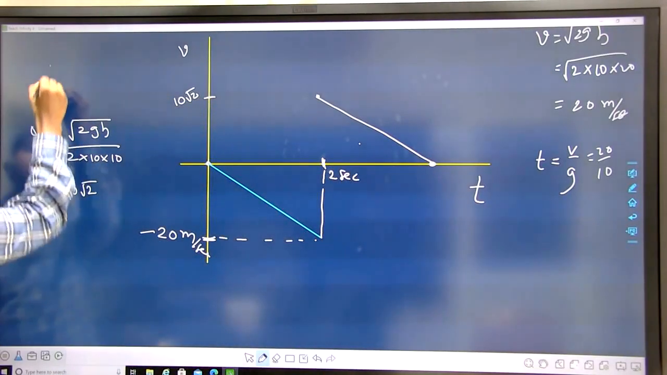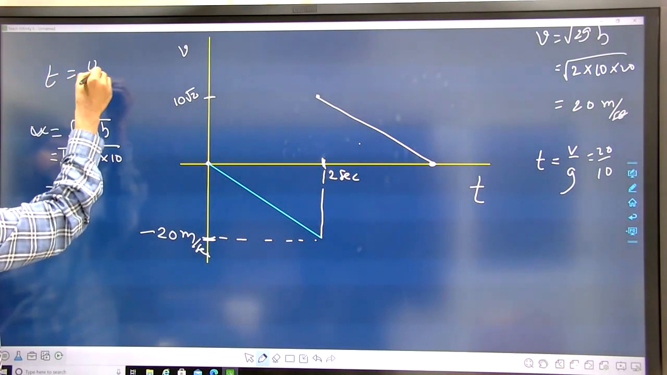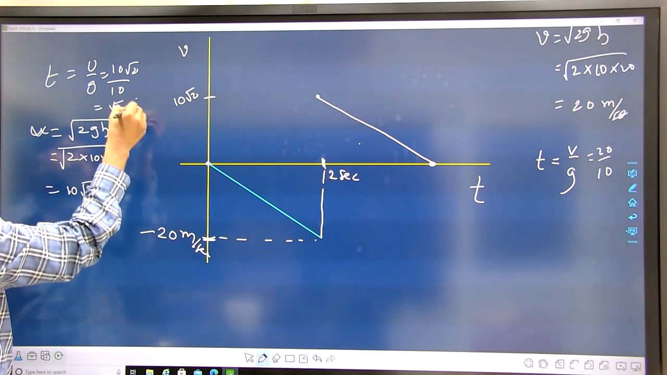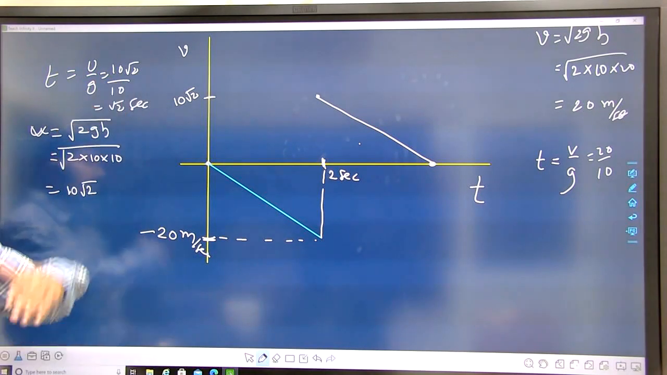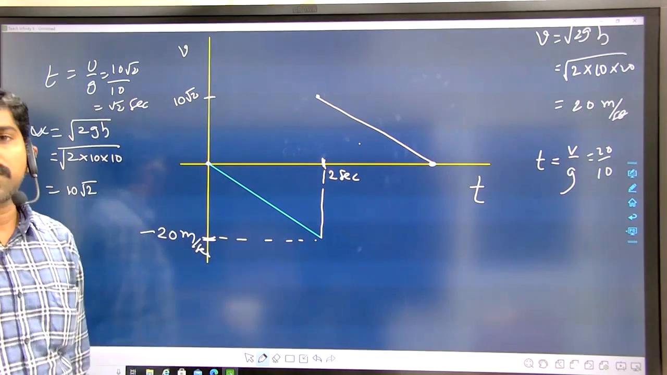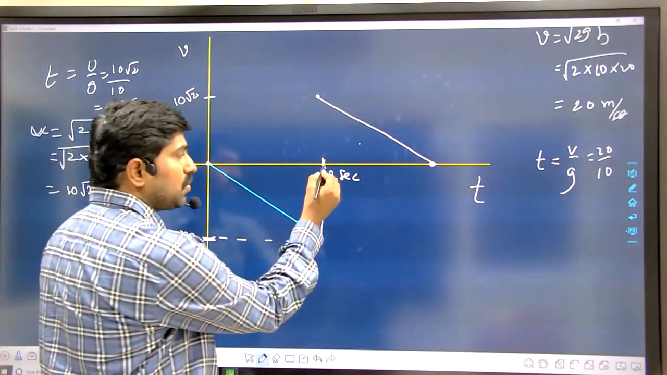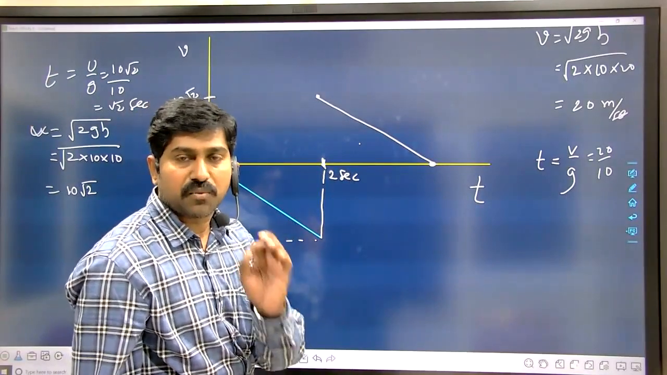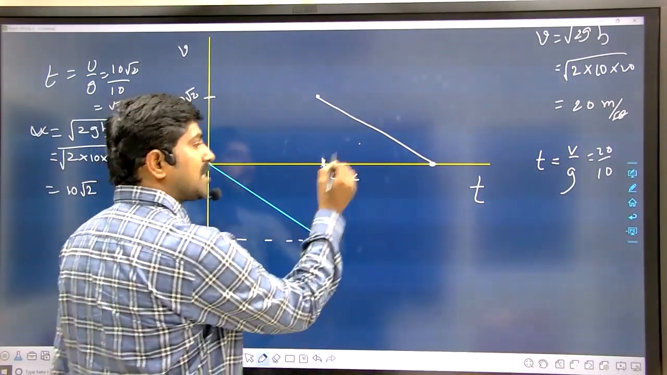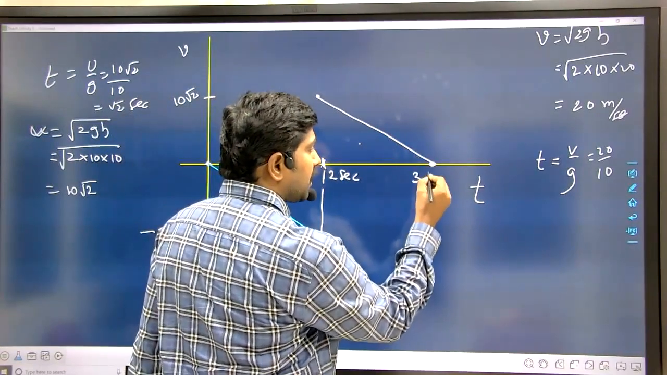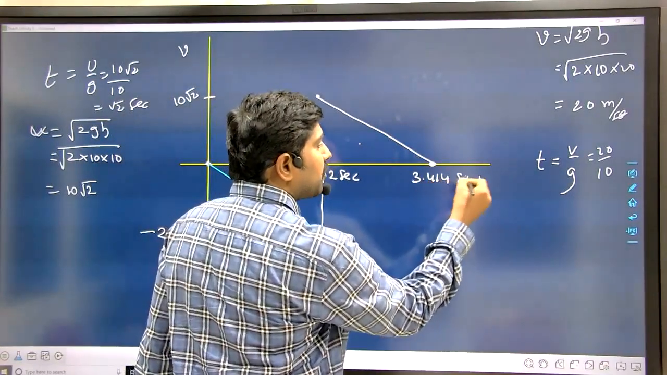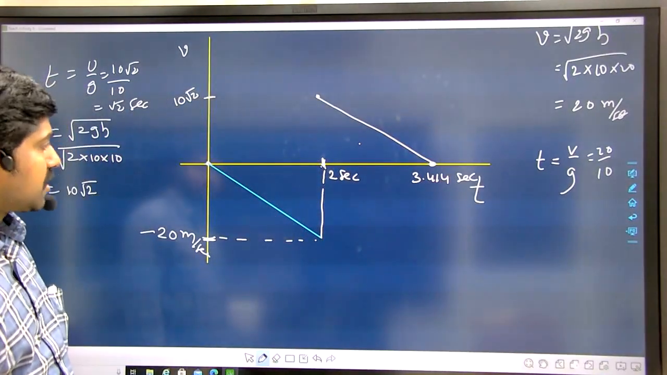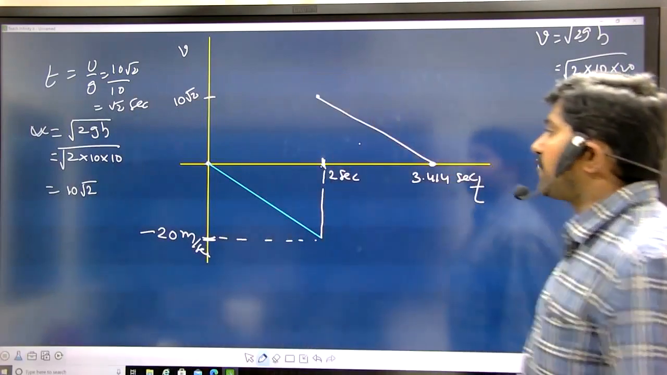In upward motion, the time taken will be t equal to u by g, and u I calculated as 10 root 2, so u by g means root 2 seconds. That means how much time it takes to reach the maximum height: that is root 2 seconds only. And this is 2, and the remaining part is root 2. Root 2 means it is 1.414 seconds. 2 seconds plus 1.414, totally how much will it be? 3.414 seconds. Okay.